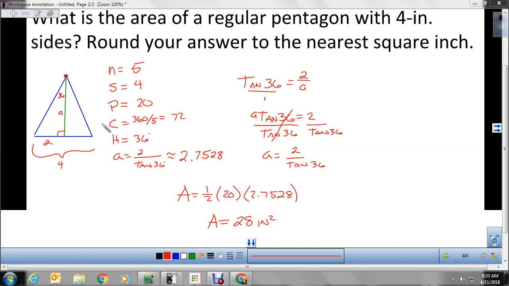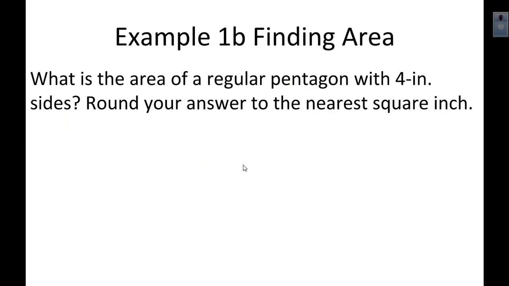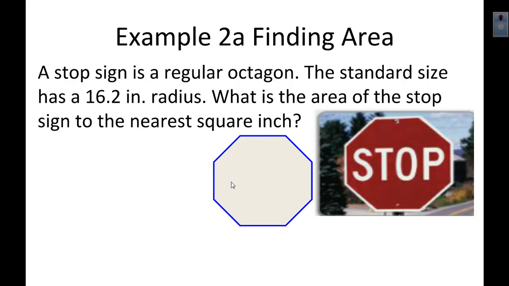So this one, we were given a side length. Let's look at what happens when we're given a radius. A stop sign is a regular octagon. The standard size has a 16.2-inch radius. What is the area of the stop sign to the nearest square inch?